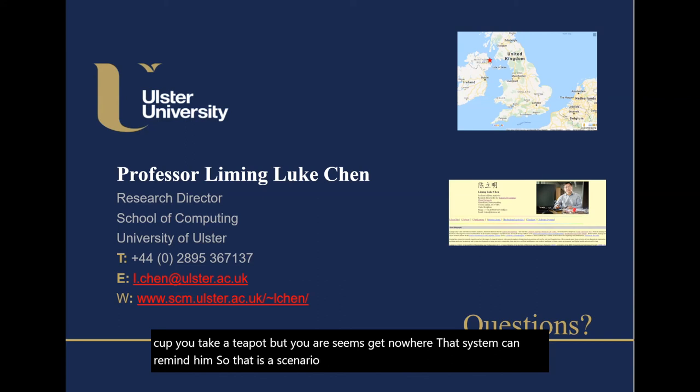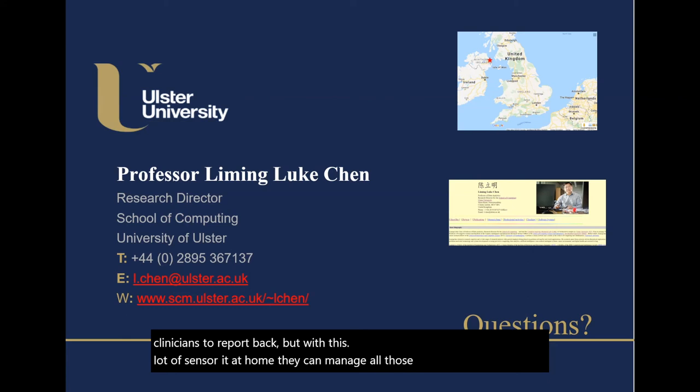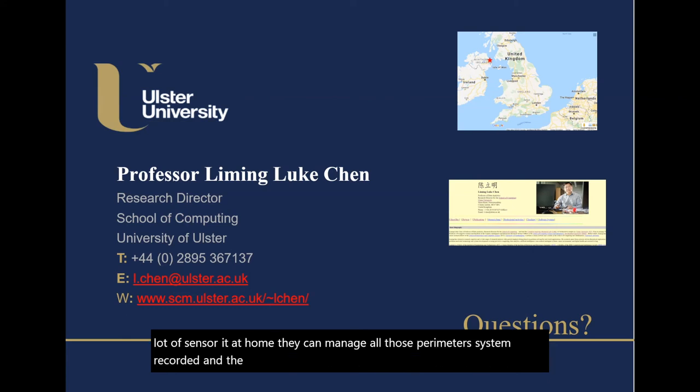And the other scenario is, there are different usages, like the arthritis case I mentioned, say a patient suffering from arthritis. The case is they have already been diagnosed and become stable, but they are back home. They need to rehabilitate at home. Normally, every week they need to go back to the clinic to talk to the clinicians and report back. But with this IoT or sensors at home, they can manage all those parameters. A system will record that and the data will be relayed to the clinician.